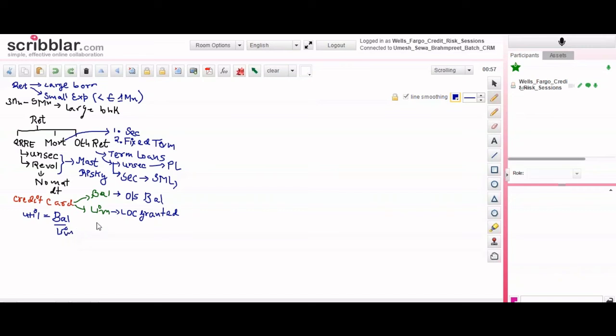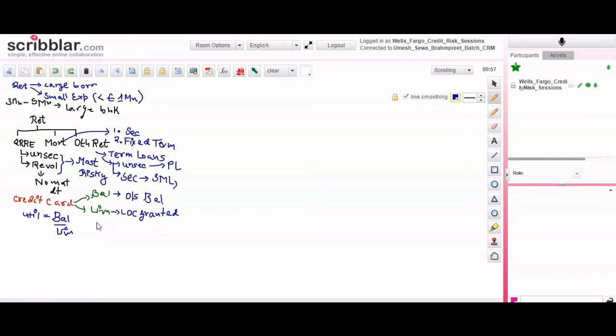The balance by the limit gives me an idea about what proportion of the limit I have used up. So that's what utilization is. Given everything else unchanged between two borrowers, a borrower with a higher utilization can be a more risky borrower. Therefore, in order to assess the riskiness of a credit card borrower, utilization is a key variable.